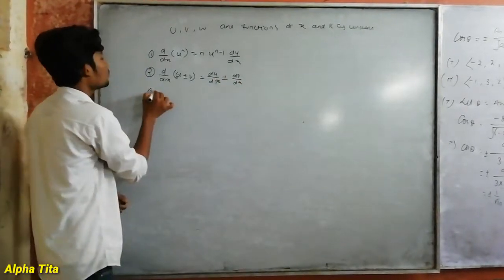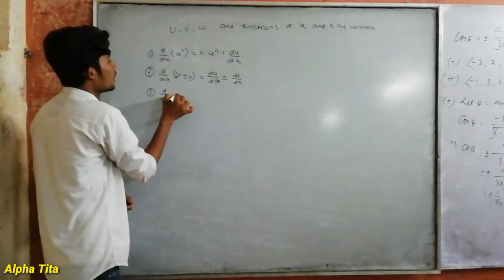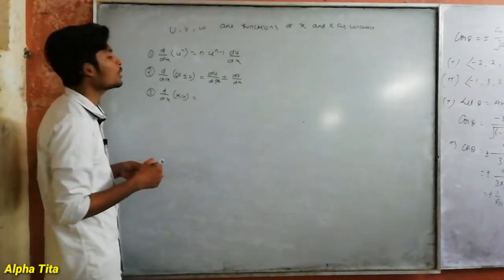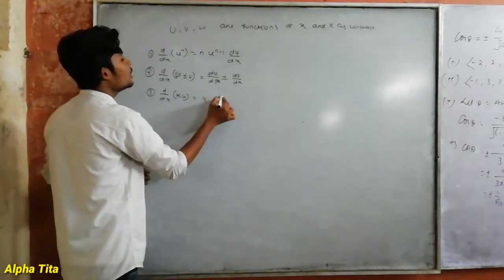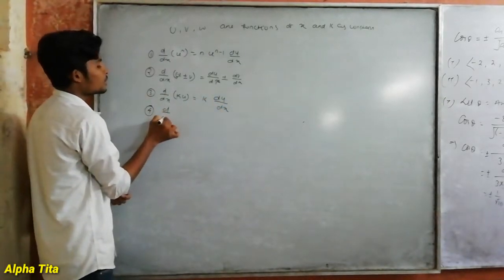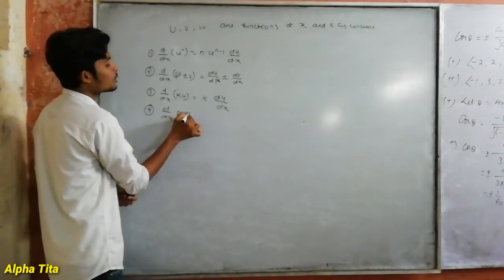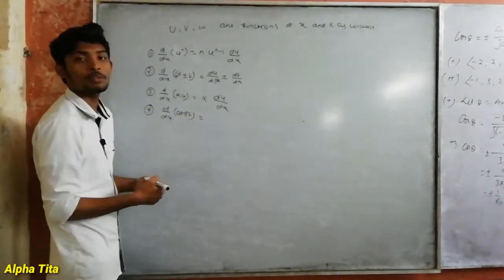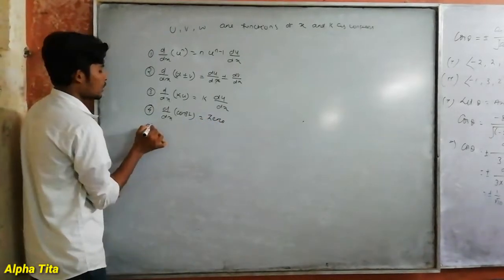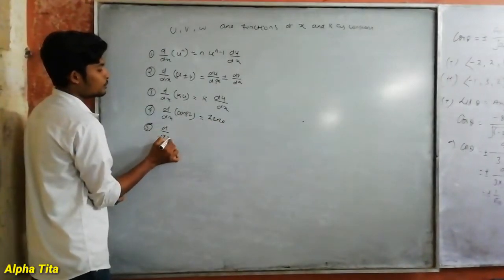And the third formula: d by dx of k u, taking k common, gives k du by dx. Then d by dx of some constant: the derivative of a constant function is 0. Okay, the next formula.